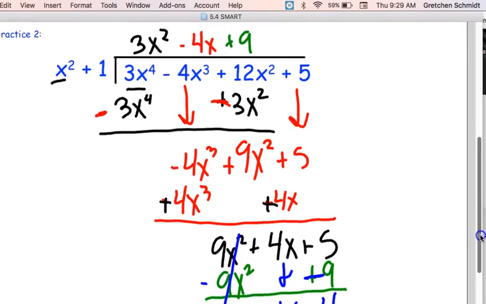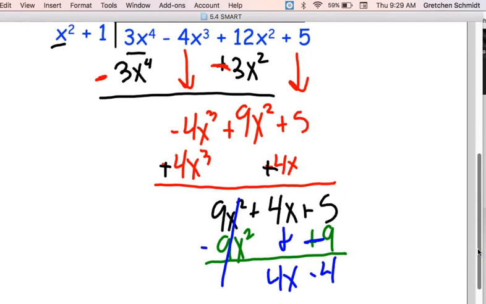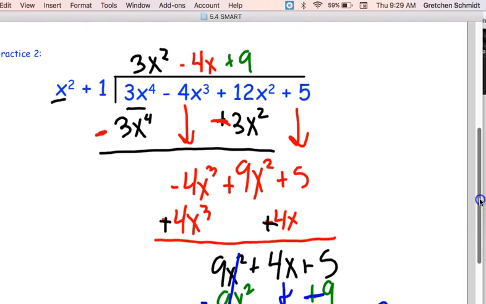Now we would have to check x squared into 4x. Can you make an x squared into a 4x? No. Once your exponent down here is smaller than what's up there, you're done. Can't do any more. That's your remainder. So is x squared plus 1 a factor of that huge polynomial? Nope. No, it's not. So if it's not a factor, you just have to write out your answer.